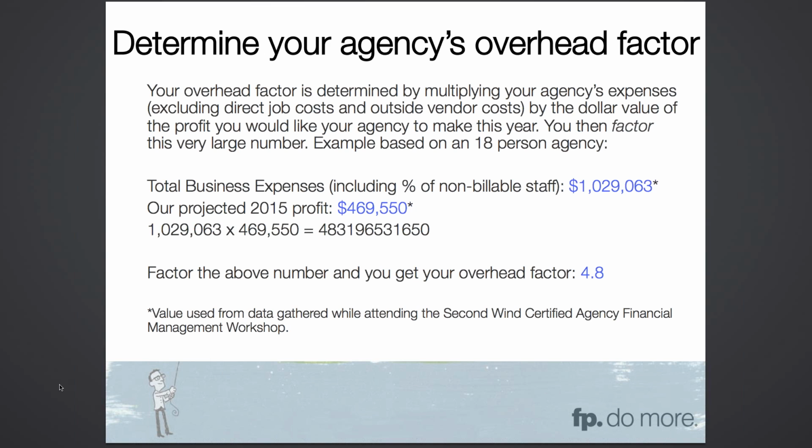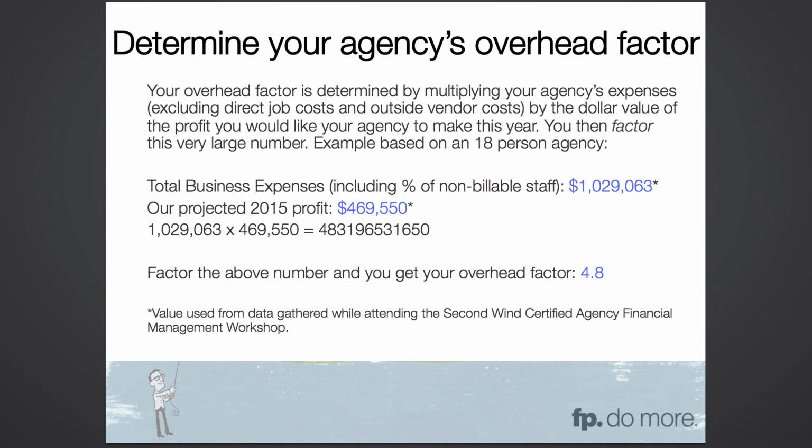So what you're doing is you're taking your total business expenses and you're multiplying it by your projected profit. If you want to use last year's numbers, of course that makes sense too. Use last year's business expenses and last year's profit. That's fine. What you're getting there is, of course, a massive number. You're getting a huge number. You want to then factor that number to get your overhead factor. So notice that massive number there turns into a 4.8 overhead factor.